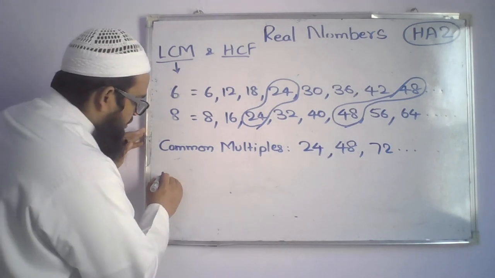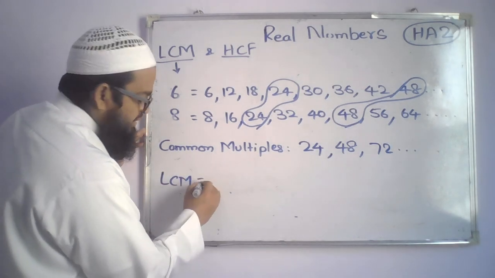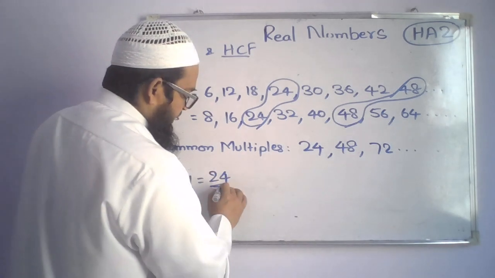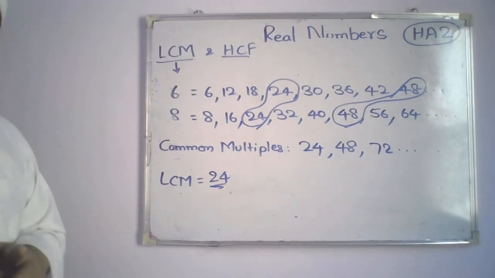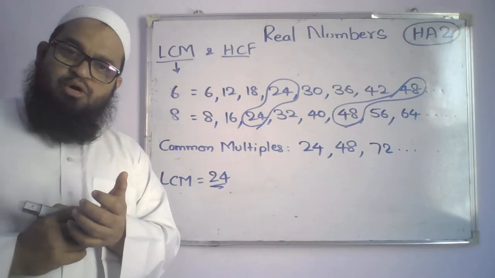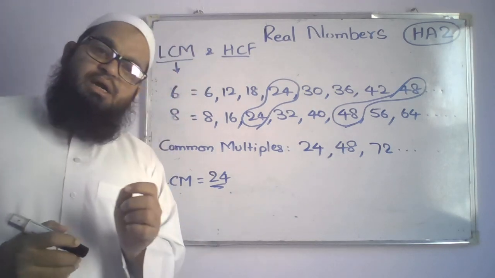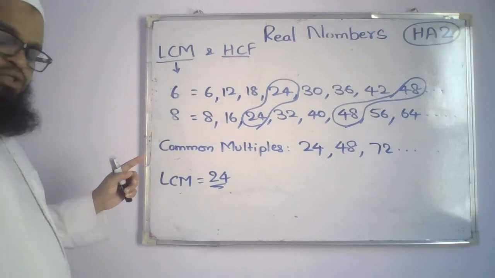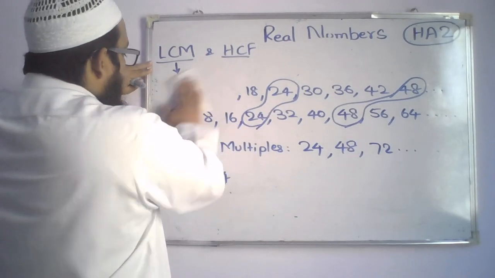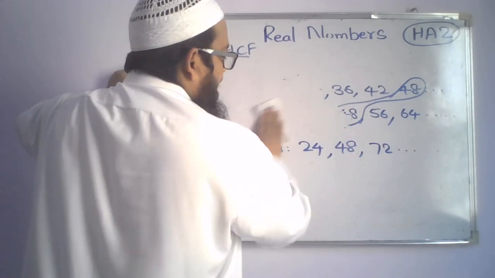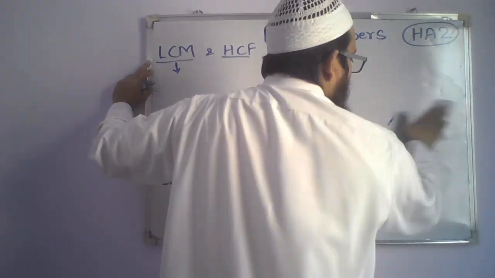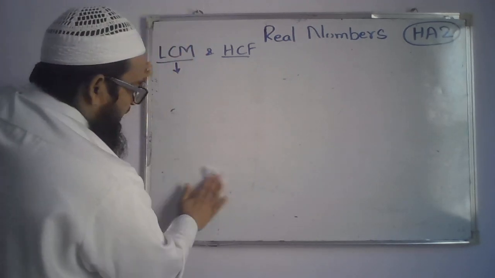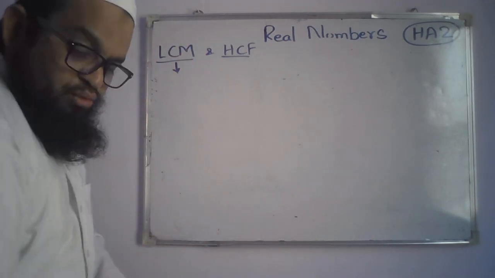So these are the common multiples. In those common multiples you have to find the LCM, the least common multiple. What is the least common multiple? 24, because it is the least. Now, understood what the concept of least common multiple is? This is how we did it in the previous classes. Now the same concept, how to find it using prime factorization, is what we are going to do in grade 10. But before that, let me explain another concept.